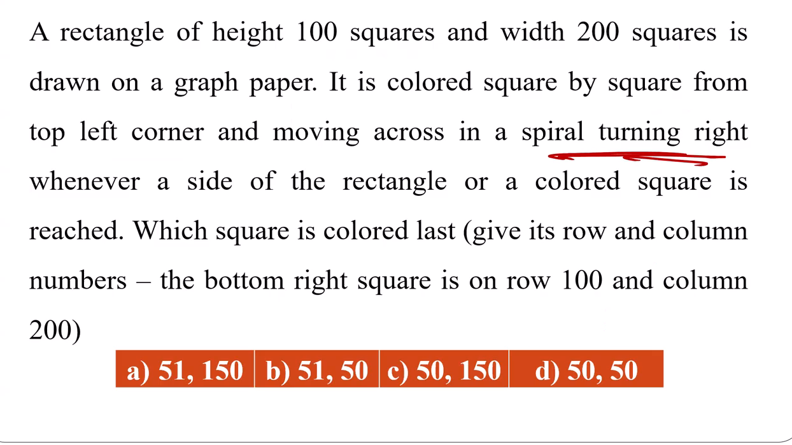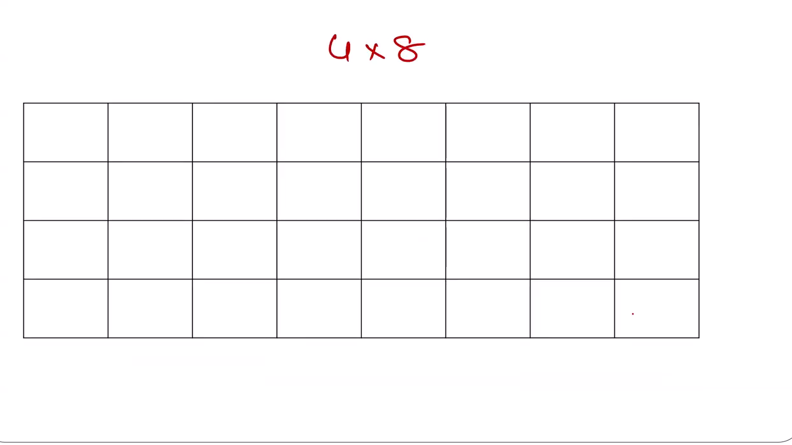I have given the diagram, you start the analysis. What will be your answer? You have to keep painting from here. You paint one by one, one by one. When you reach the end of the side or when you reach a colored one, you have to turn right in a spiral and keep moving until you paint all the boxes. Then which box is the last box you are going to paint? I want that row and column number.